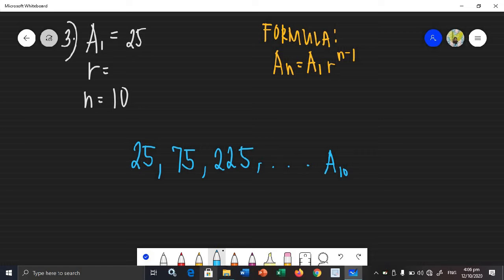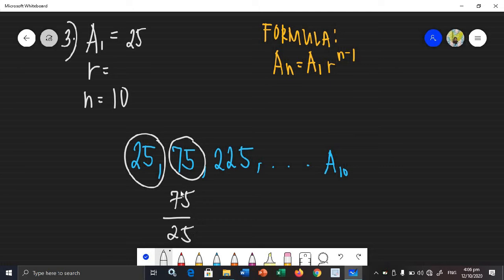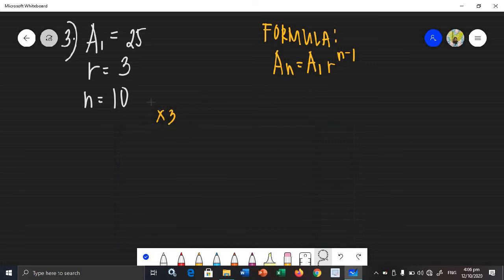So, we are looking for the common ratio. For you to find the common ratio, just like what I told you in the online class last time, divide the second term by the first term in the sequence. So, 75 divided by 25, the answer is 3. So, your common ratio is now 3. That's why 25 became 75, because we multiplied it by 3. So, that is your common ratio.